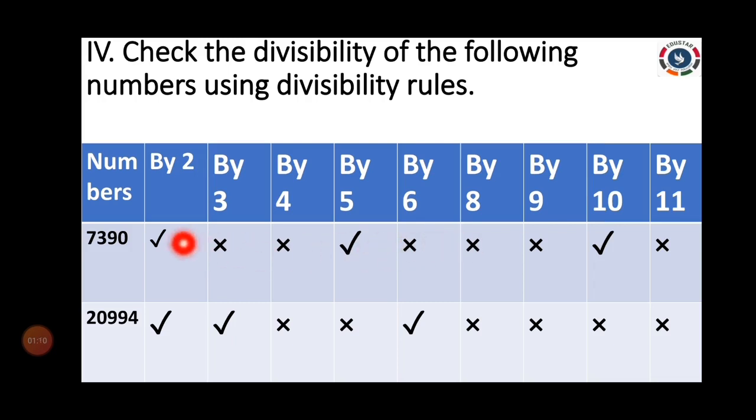And rule 8, last 3 digits to divide the values, we are getting remainder. So it is not divisible by 8. And then 9, sum of all the digits. So sum of all the digits you are getting 19. 19 is not a multiple of 9. So it is not divisible by 9. So rule 10, in the last ones place we have 0. So it is divisible by 10.